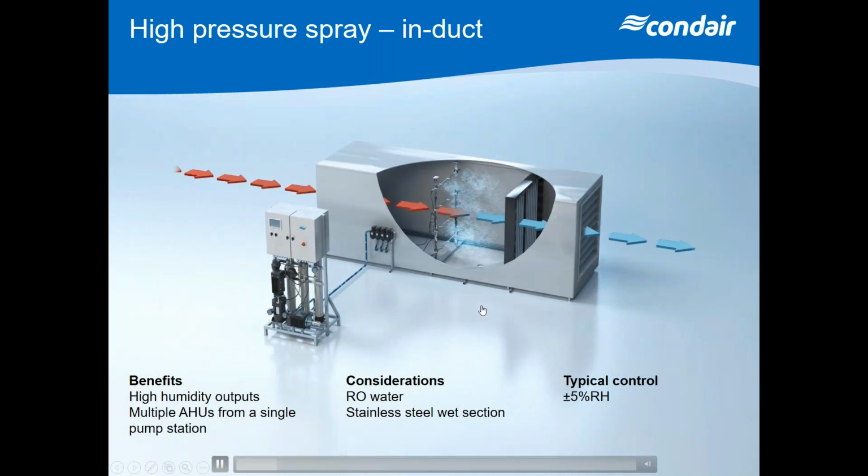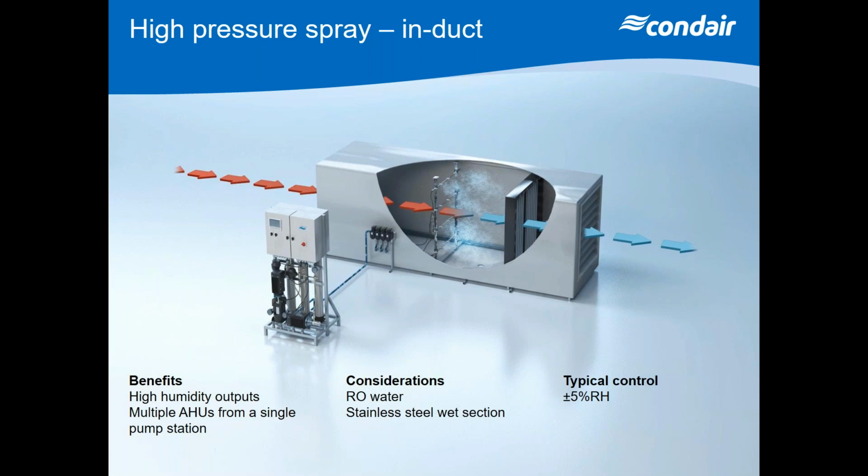So typically a high pressure system will give you plus or minus 5% RH control. You can have high humidity outputs and you can run multiple air handling units from a single pump station and controller. So you can have up to 4 air handling units supplied by one plant. So if you've got multiple AHUs in the plant room, it's a really good option.